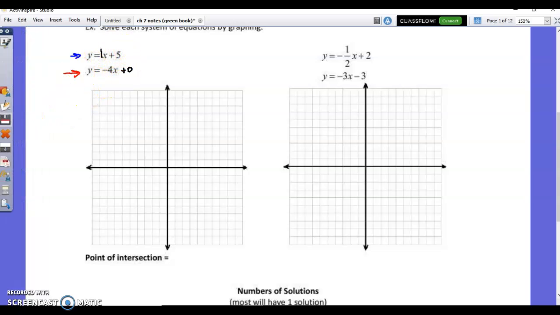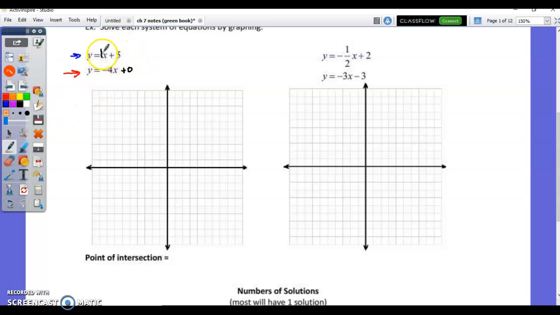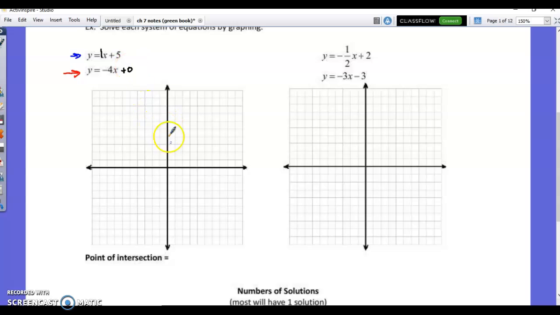All right, so I'm going to start with the blue, and I am going to graph 1x plus 5. So I'm going to start at 5. I'm going to go up 5: 1, 2, 3, 4, 5, and I'm going to put my dot there. Now my slope is 1. Remember, it's 1 over 1, so I can go up 1 over 1, and I put another dot there. Now normally I would draw a line here, but I'm going to continue to put dots up 1 over 1 from that point.